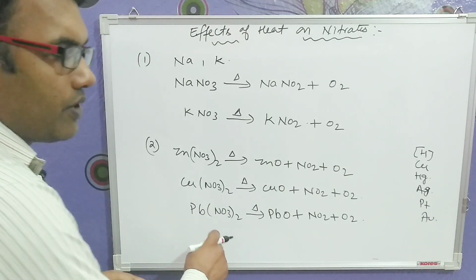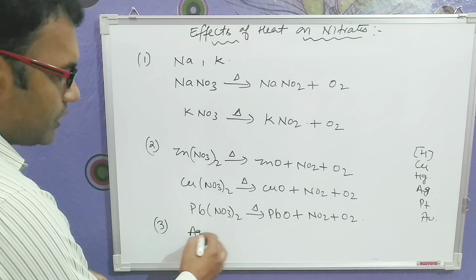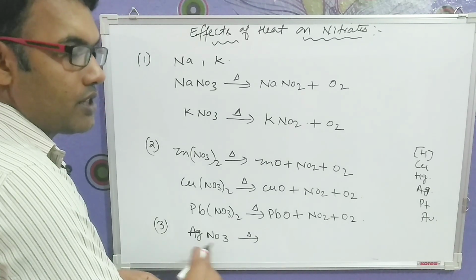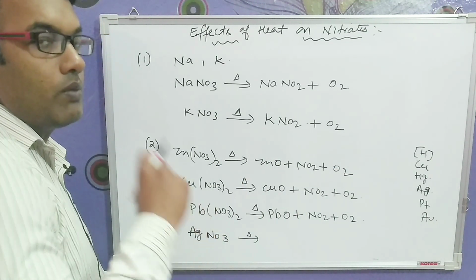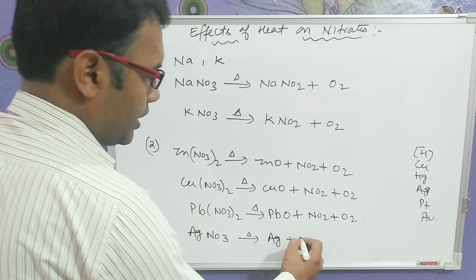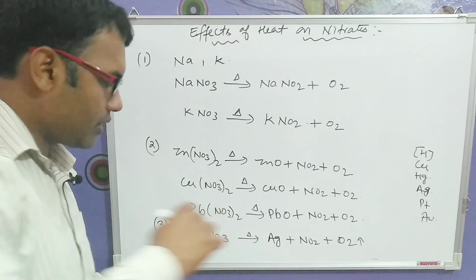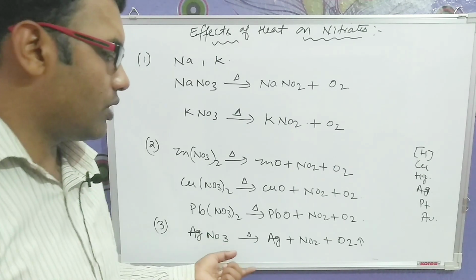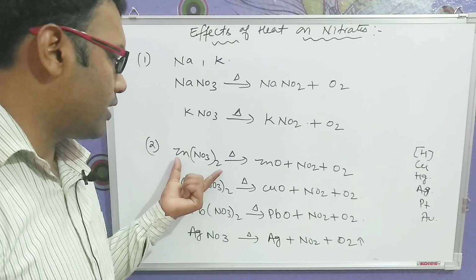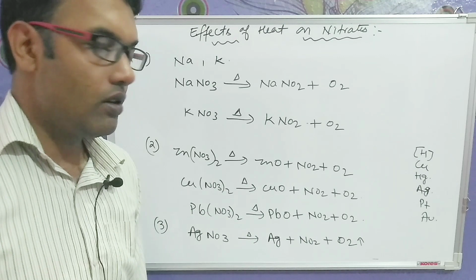But what happens if we consider silver? The third one: if silver nitrate is heated, as we know it is lower in the activity series, so it will decompose into its metal form. That is, silver nitrate will decompose into silver plus nitrogen dioxide plus oxygen gas. Because these are least reactive, they give the metals. But lead nitrate, copper nitrate, zinc nitrate, or calcium nitrate give the metallic oxide, nitrogen dioxide, and oxygen.